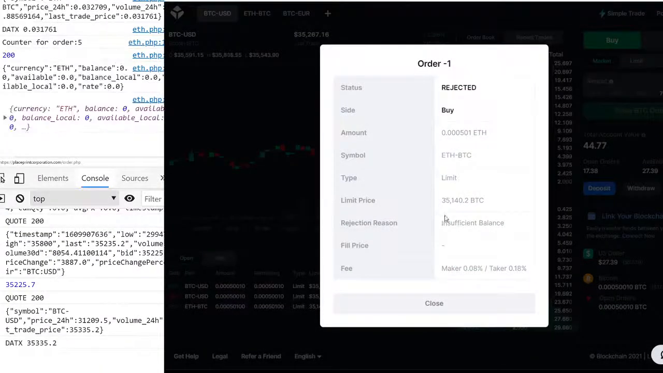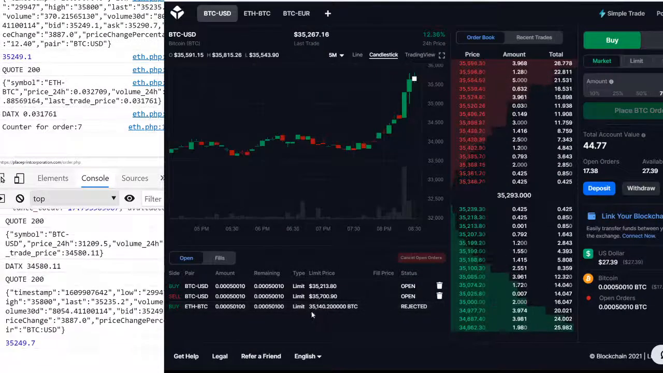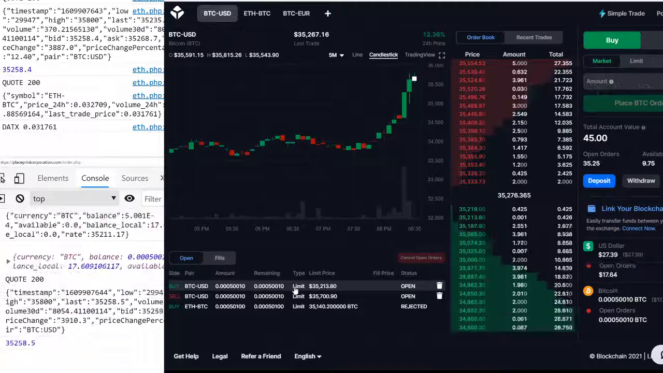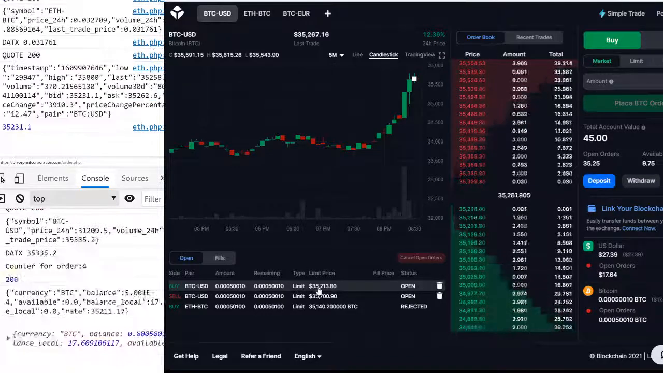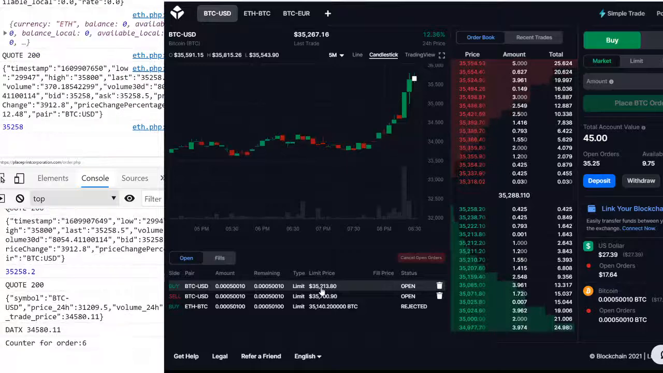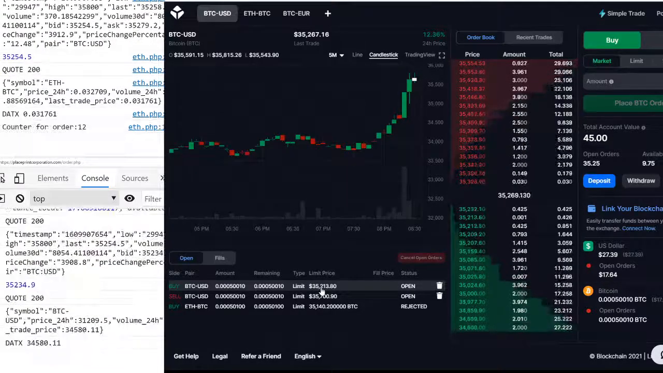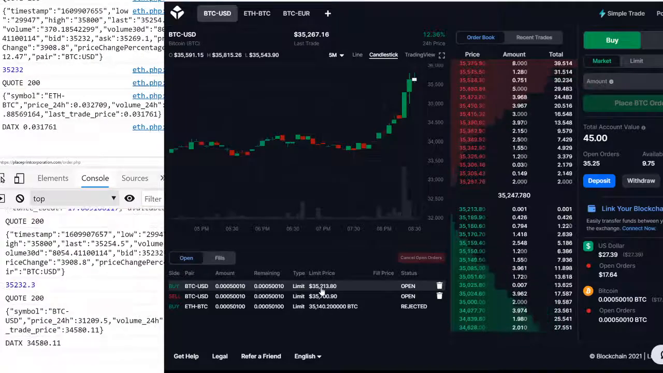And insufficient balance for the Ethereum BTC. That's what was rejected there. We do have another buy order on the BTC USD at 35,213 that just came through. Again, this is all automated. I'm not doing this. This is a robot that we programmed a long time ago. If you have questions, let me know. I'm happy to answer them for you.